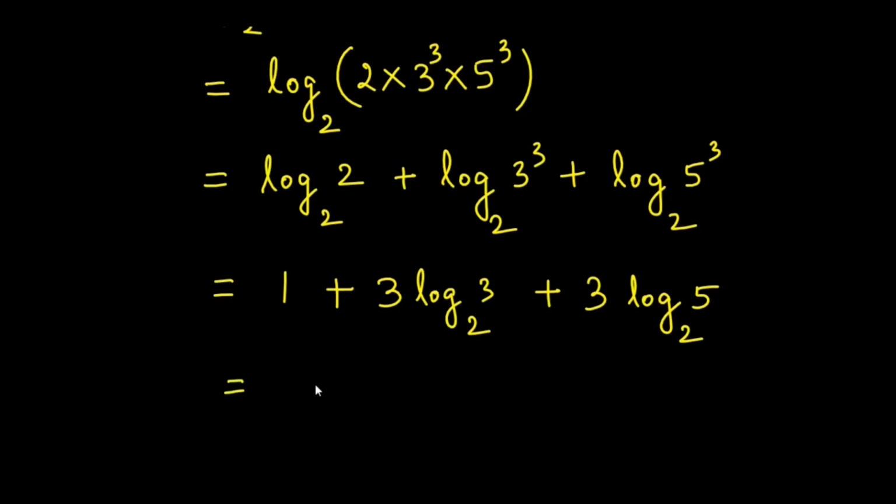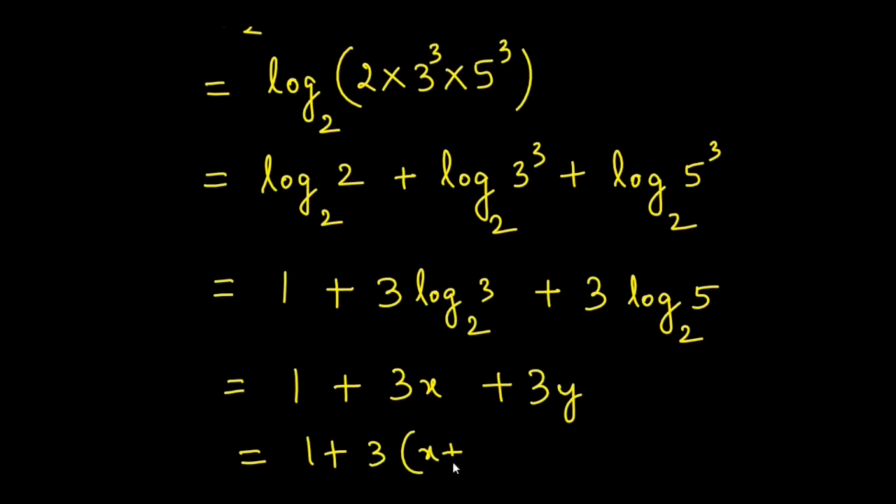So this can be written as 1 plus, here log of 3 to the base 2 is x. So it is 3x plus, here log of 5 to the base 2 is y. So this can be written as 3y. So it is 1 plus 3x plus 3y. We can further simplify this as 1 plus 3 into x plus y.